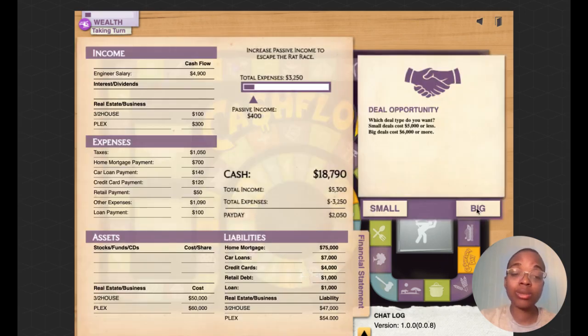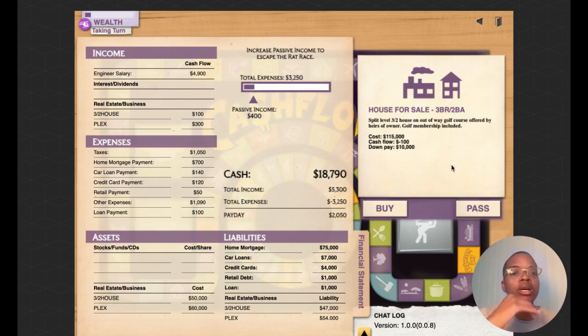I'm going to roll, do another big opportunity. Okay. Split level 3-bedroom, 2-bathroom house on the out of the way golf course is offered by the heirs of the owner. Golf membership included. Okay, so buy a house and get the golf membership. $115,000 for the cost, right? Negative $100 cash flow and a down payment of $10,000.